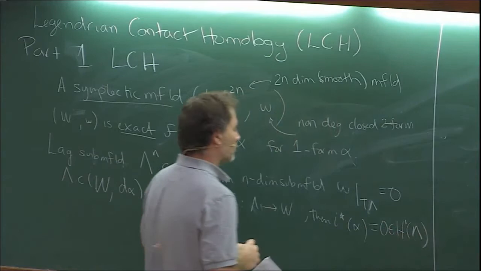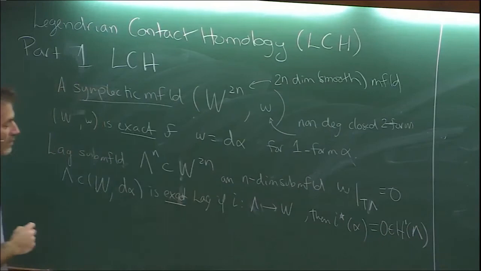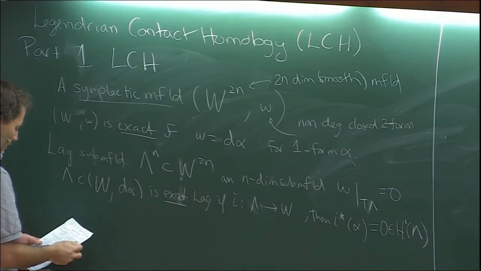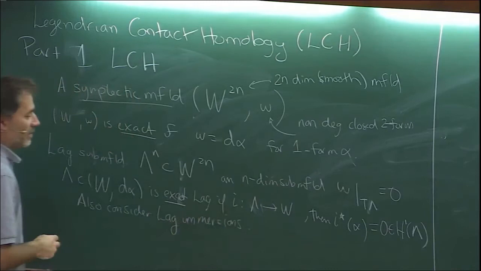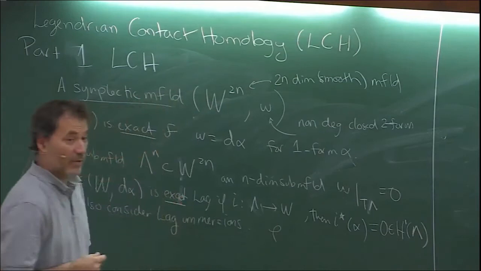And actually, for us, we're going to drop the embedding part. We also consider Lagrangian immersions. So immersions just means you can have double points, but they have to be transverse.